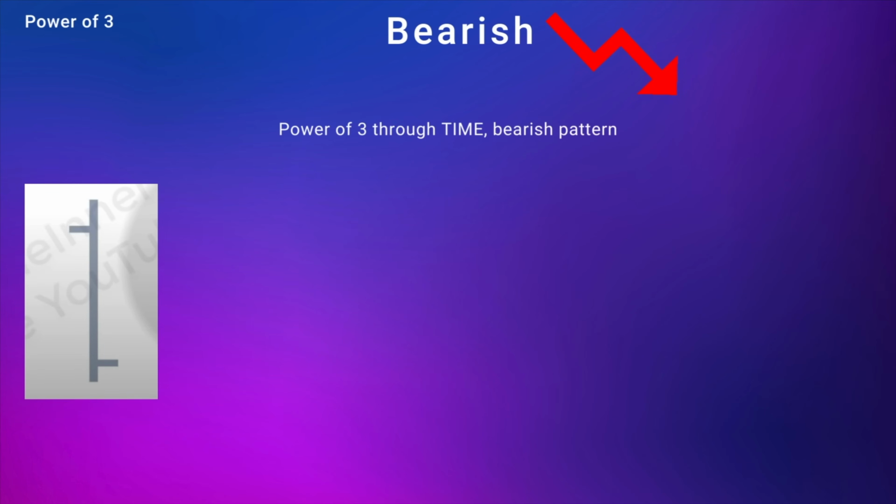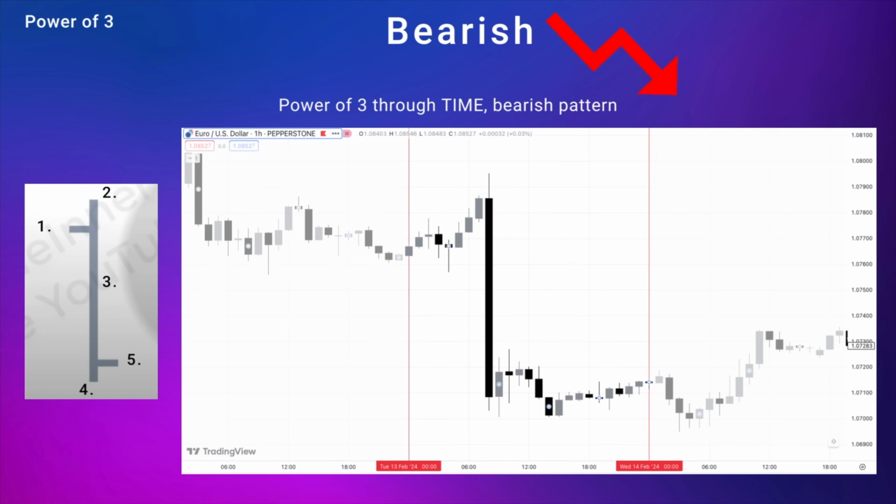The same would be true if we analyze the bearish power of 3 throughout time, looking at the bearish movement and the bearish pattern. As we have seen before, in a bearish pattern, we have the price starting at or close to the high of that day, forming the high of that day, and then going much, much lower, forming a bearish movement, forming the low of the day, point number 4, and then closing close to point number 4. And so let's take a day as an example and analyze the price movements. Here, for example, we have a bearish power of 3 throughout time.